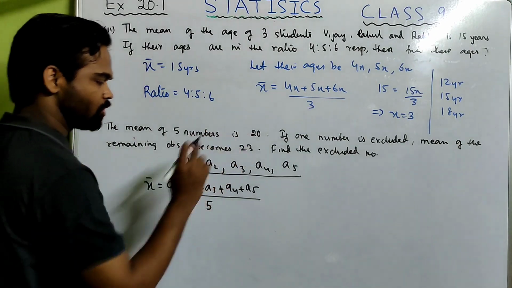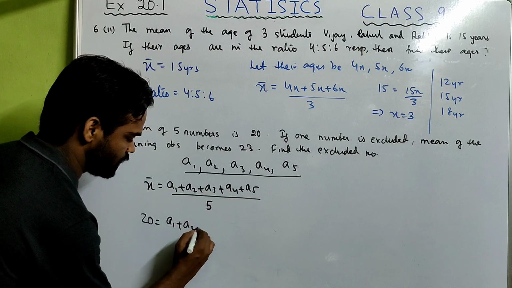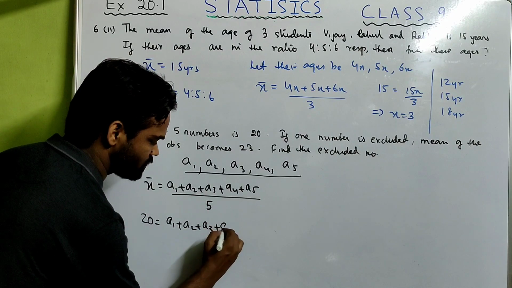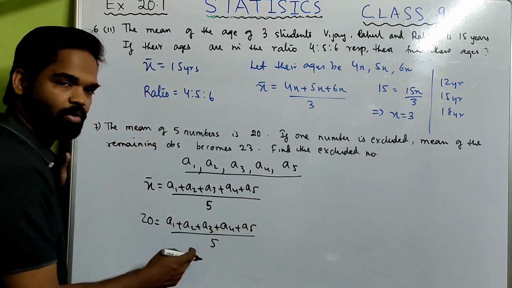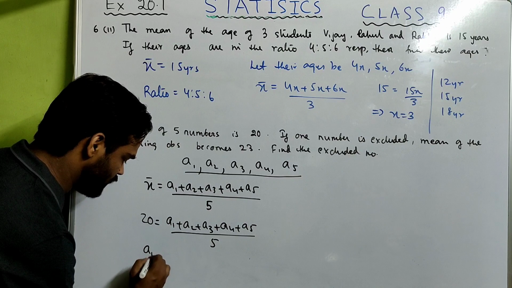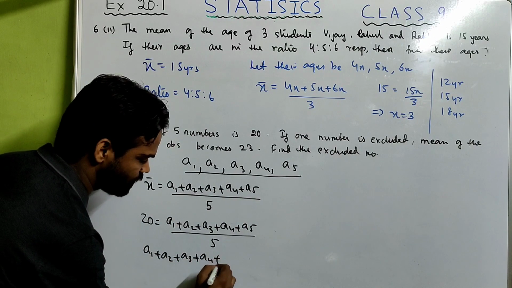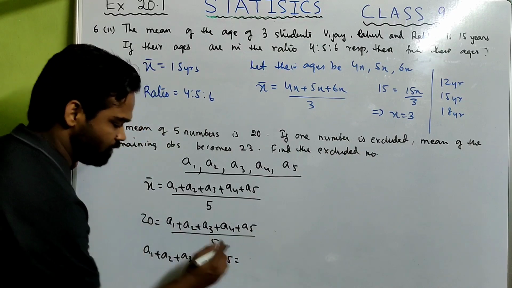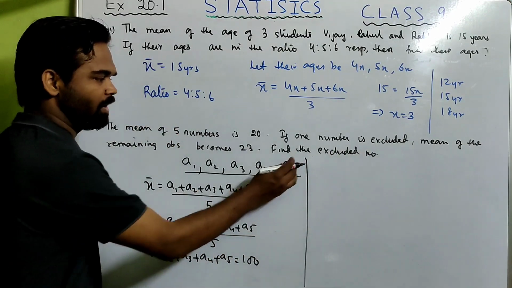Mean is how much? 20. So we can say 20 equals A1 plus A2 plus A3 plus A4 plus A5 by 5, sum of observation by n, which is 100. So when you add all the numbers A1, A2, A3, A4, A5, you get how much? 100, isn't it? Now one number is excluded.